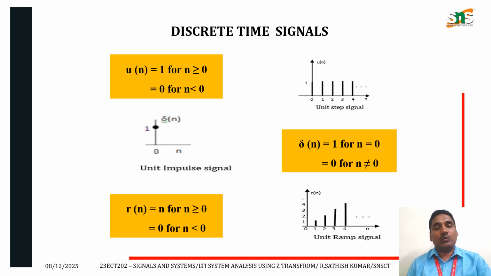Next, we are going to analyze with the help of discrete time signals. The unit step u of n is equal to 1 for n greater than or equal to 0, and 0 for n less than 0. It is positive for all non-negative values of the independent variable. That is nothing but u of n. The unit impulse delta of n can be represented as 1 for n is equal to 0, and 0 for n not equal to 0. And the unit ramp signal r of n is equal to n for n greater than or equal to 0, and 0 for n less than 0. It is a linearly growing function.